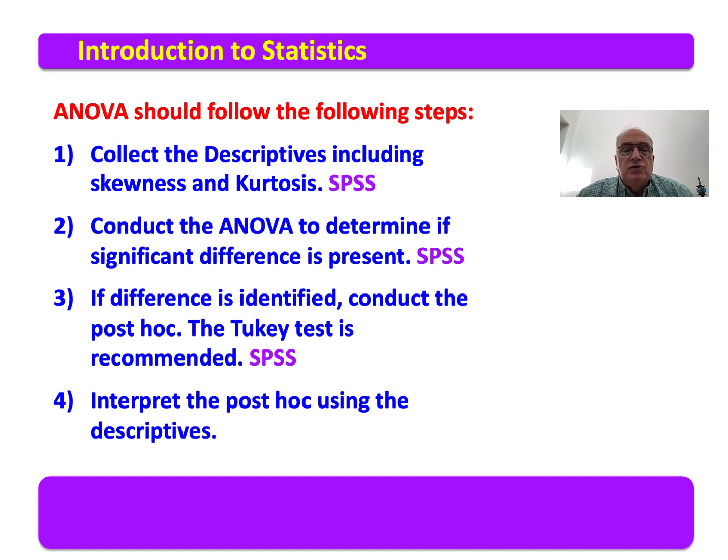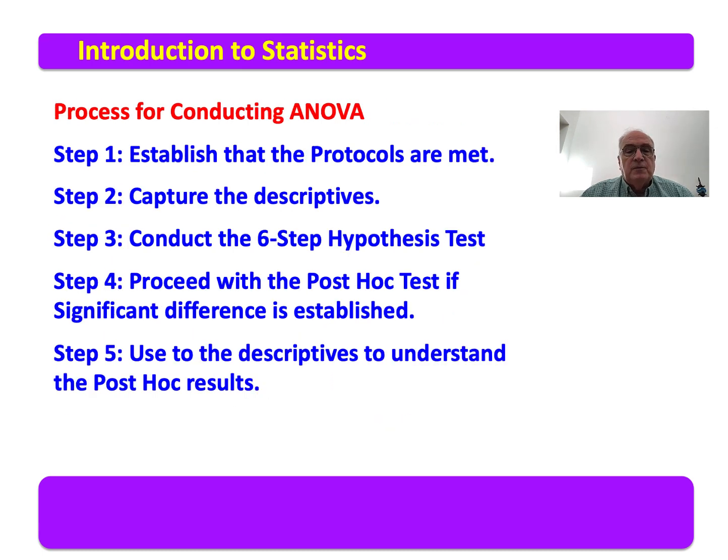Now, ANOVA should follow the following steps. Collect the descriptives, including skewness and kurtosis, using SPSS. Conduct the ANOVA using SPSS. If a difference is identified, conduct the post-hoc using SPSS, and then interpret the post-hoc results using the descriptives.